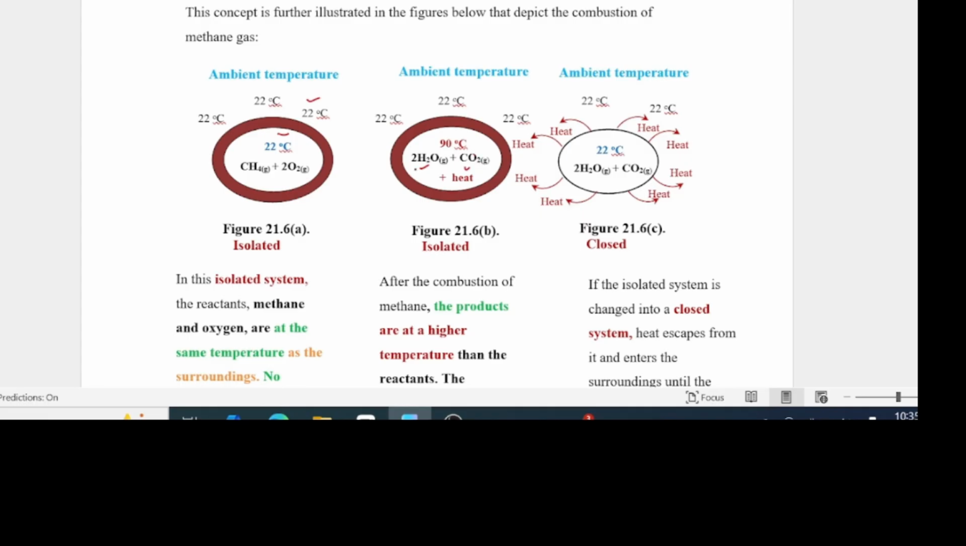If the system remains isolated, that is, it does not allow any matter or energy to flow into and out of the system, the temperature within the system will remain at 90 degrees for eternity. However, if this system is changed to a closed one, that is, let us suppose we have removed this insulation here, heat will be lost by the system to the environment. This is the explanation of how during an exothermic reaction the system loses energy to the environment.